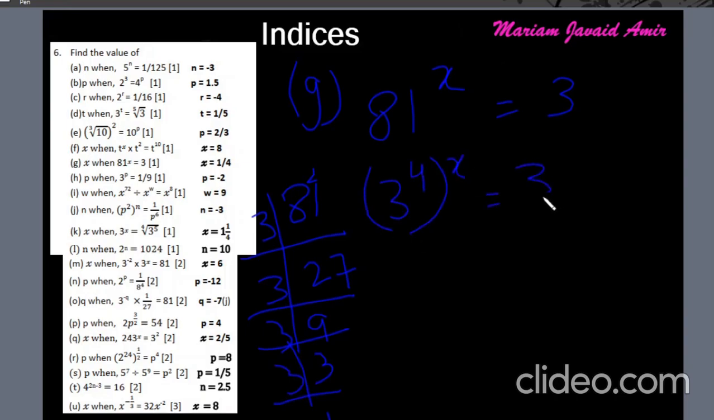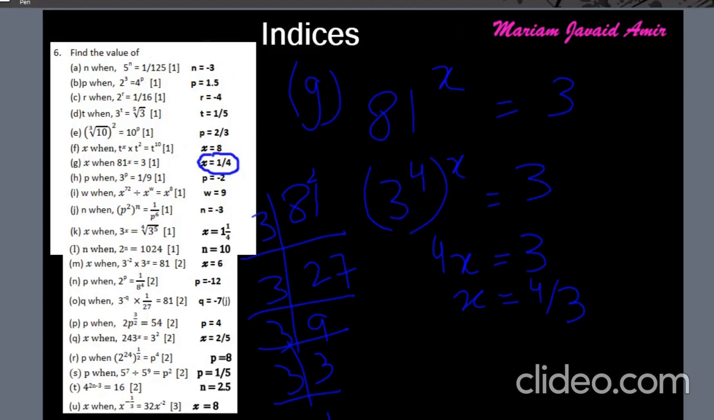So 3 power 4x equals 3, so 4x equals 3. So x equals 4 over 3, which is not the right answer. I must have messed up somewhere. Let's see. Yes, a very careless mistake.